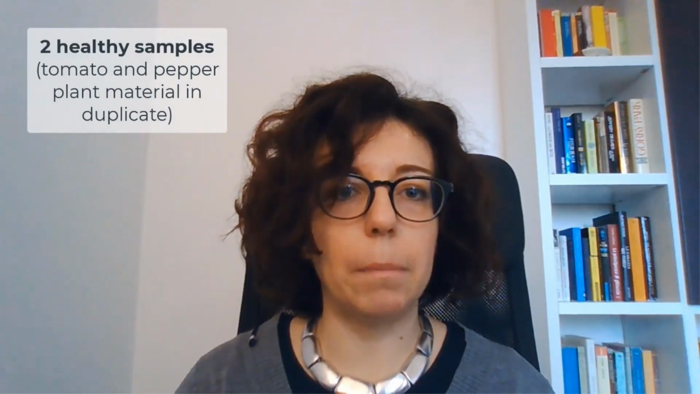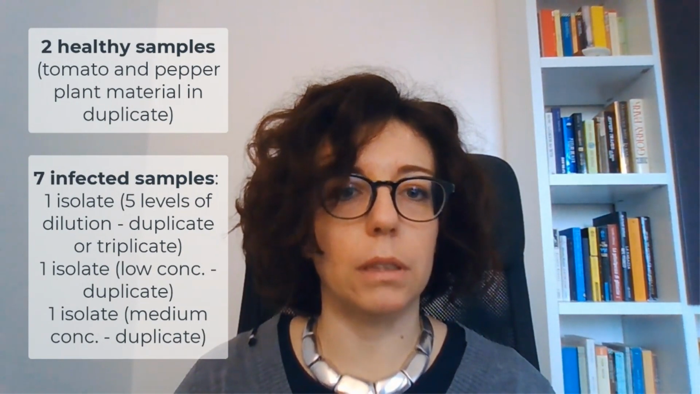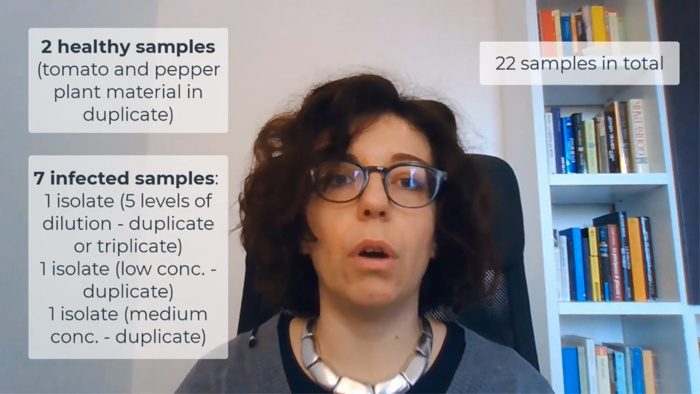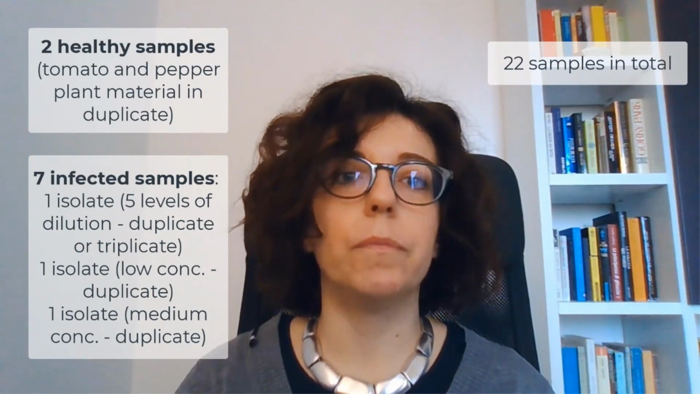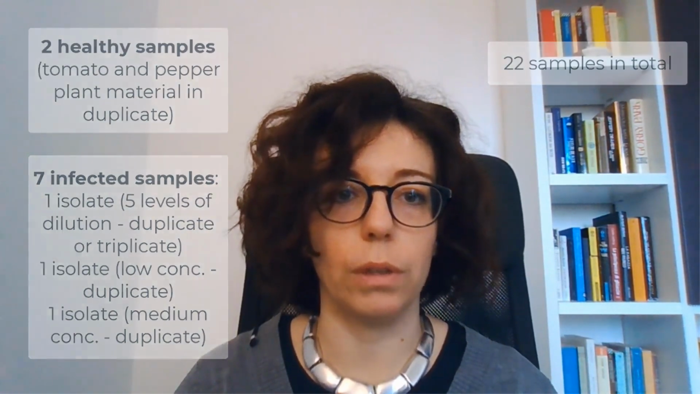Specifically, 9 samples were included in the panel, some in double and some in triplicate. The panel included leaves and fruits of tomato and pepper plants and was composed of 2 healthy samples, 1 infected sample at high level of dilution, 1 at low, 1 at medium concentration, for a total of 22 blind test items. We also provide the isolation and amplification controls.